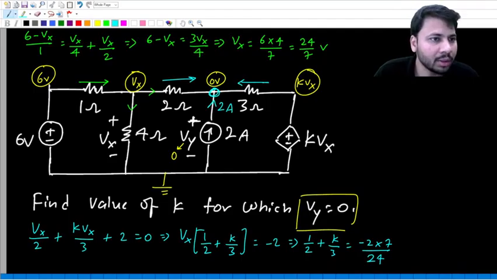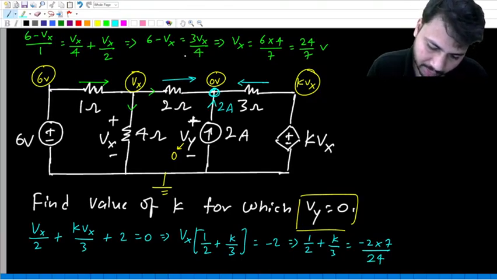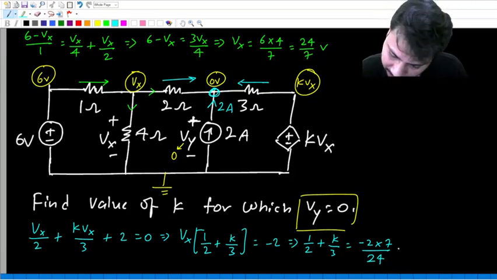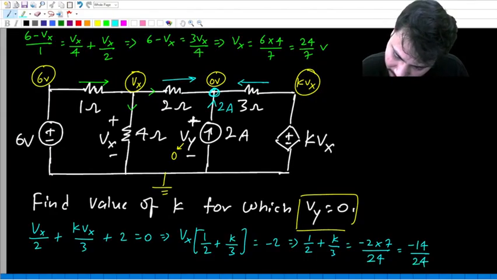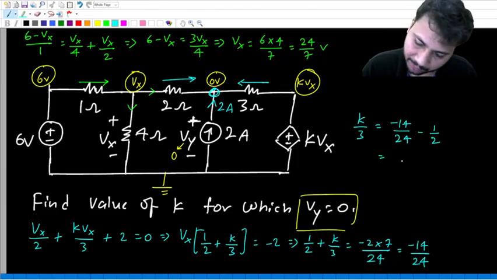I hope I have not made any mistake. Yes. No, I think I made a mistake. Sorry. 6 minus Vx. No, it is correct. Yeah, it is correct. Okay. Let's see. So what is this? Minus 14 by 24. So what is K by 3 then? Minus 14 by 24 and then minus half.